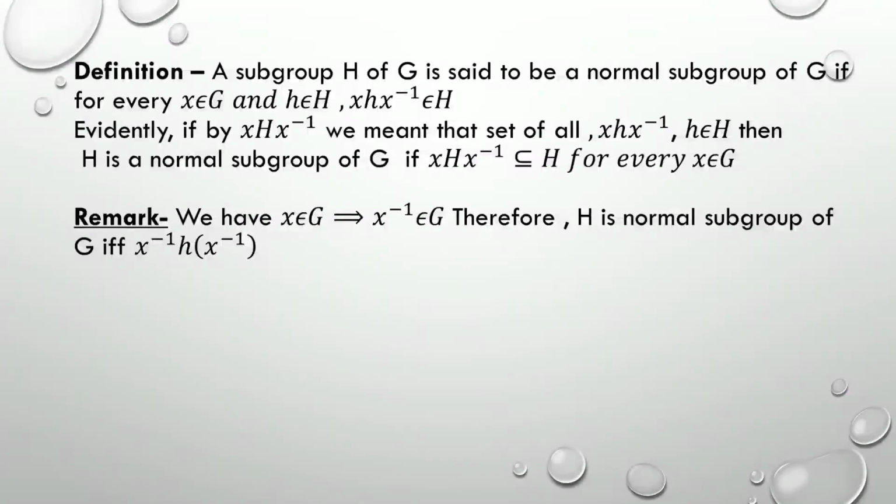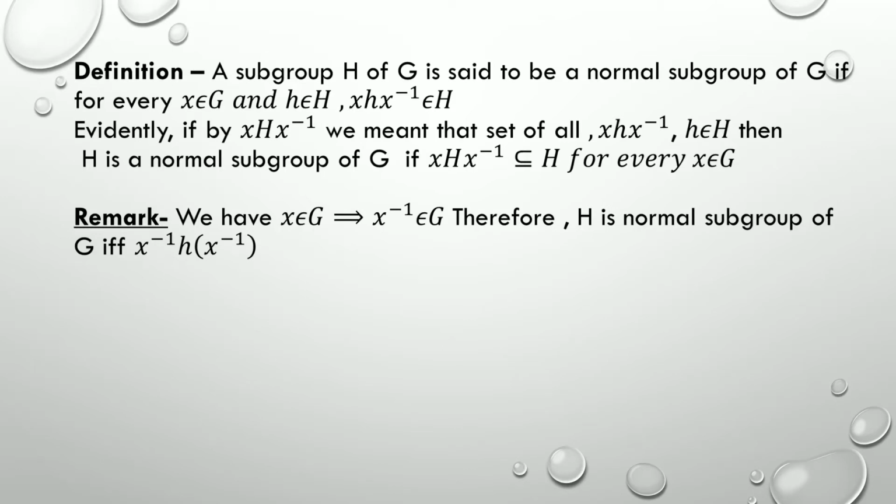Then let's see the definition. Definition: a subgroup H of G is said to be a normal subgroup of G if for every x belongs to capital G and small h belongs to capital H. Have attention, small h belongs to capital H. Then x h x inverse belongs to capital H.